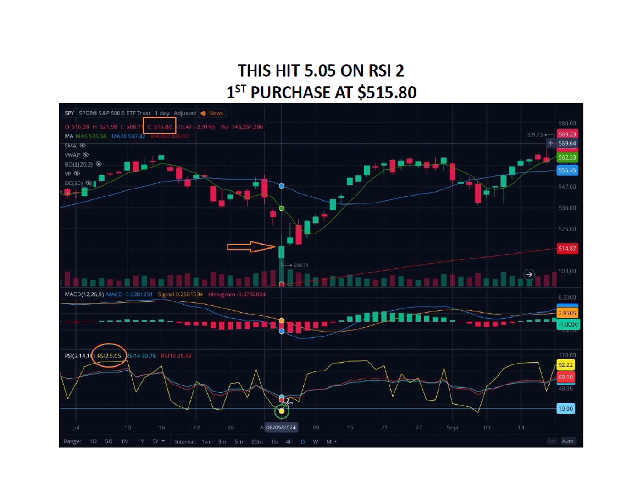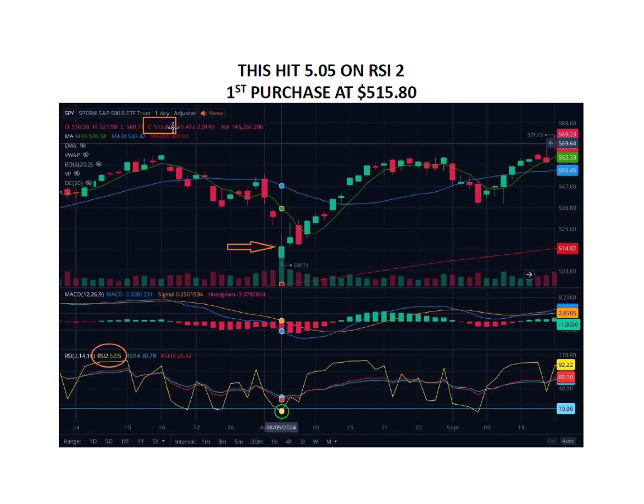It actually dropped below the 10 on this day, okay? We didn't catch the bottom, right? We didn't catch the 508.71 bottom. It closed at 515.80, but even at that point, it's still below the RSI 210, right? It's sitting at 505. So that again is a purchase for me.